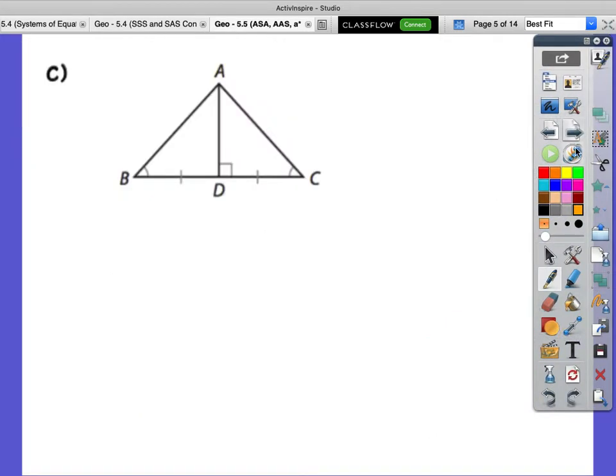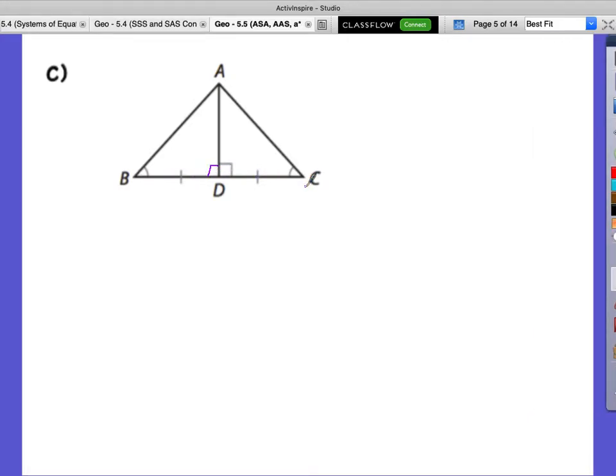I want to briefly go over example C together. Do we currently have enough information to prove? Yes, if we do one more thing. What's our one thing we have to do? Mark the right angle here to match. Now do we have angle side angle?